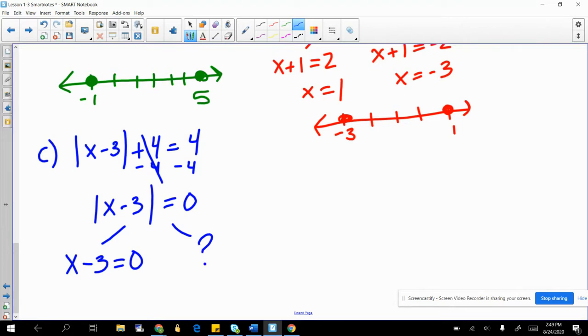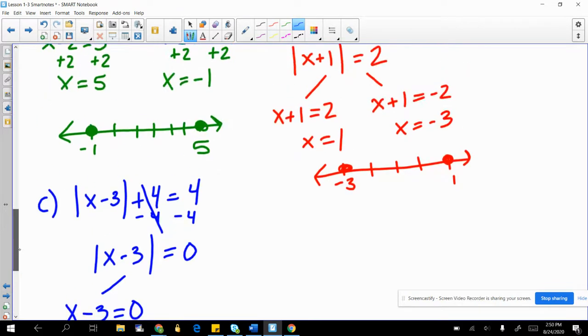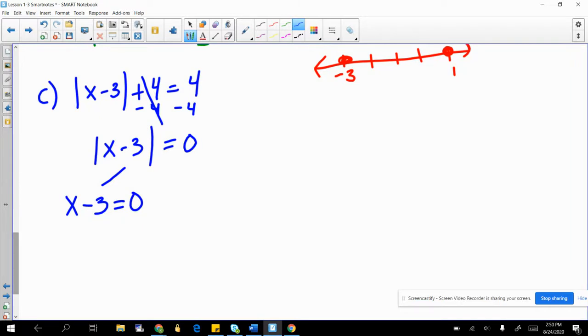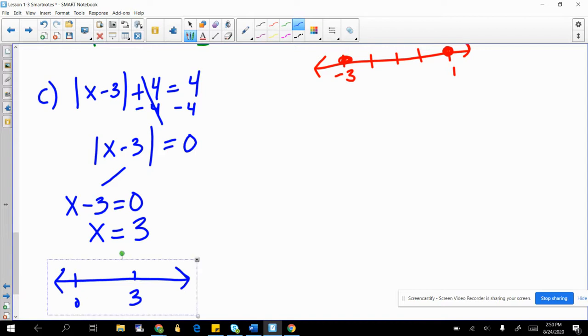Is -0 a thing? No. So in this case, we're actually only going to have one solution, which is a little bit different than what we've been seeing. But that's okay. So we would still just go ahead and solve this one. So we would get x equals 3 when we add the 3 over. And that would be your only solution in this one. There wouldn't be 2. So here's 3 on the number line: 0, 1, 2, 3, and we would put our point there. So it's okay to only get one solution.